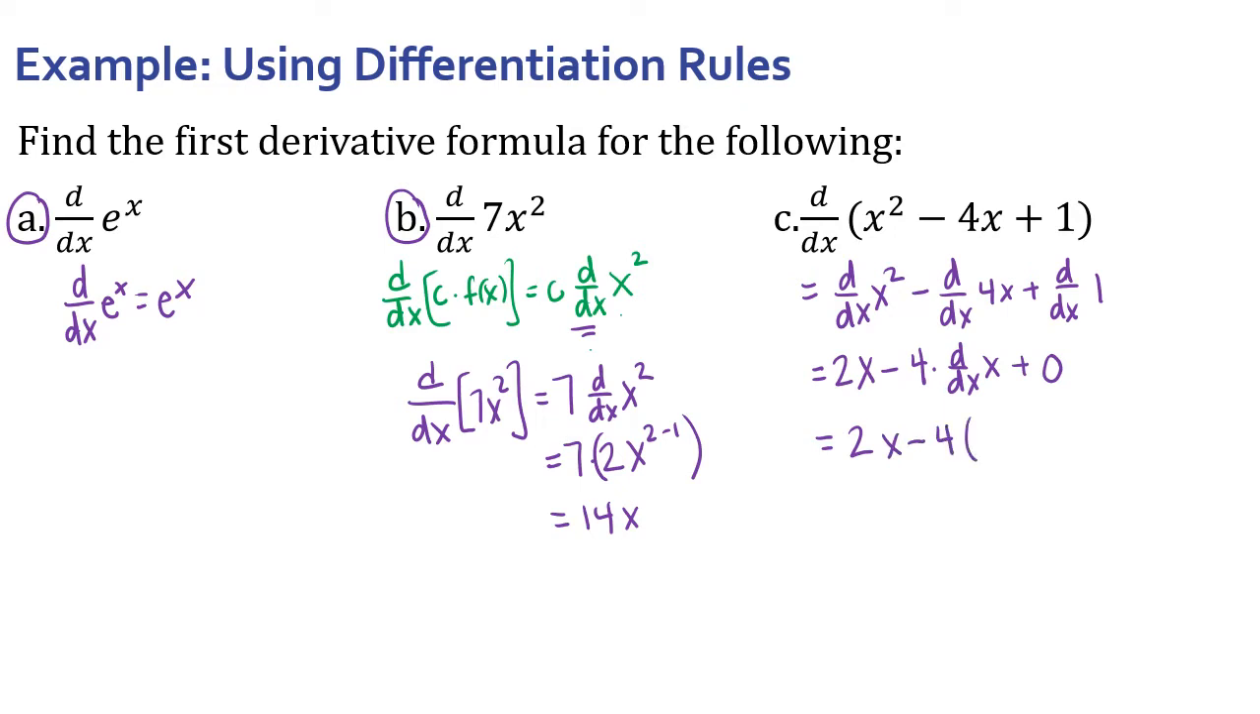the derivative of x, move this power in front, so that would be 1 times x to the 1 minus 1. So that's going to give us 4 times x to the 0 power. We just need to recall when we learned previously about exponents, anything to the 0 power is just 1. So this is the same thing as 4 times 1, which is just 4.